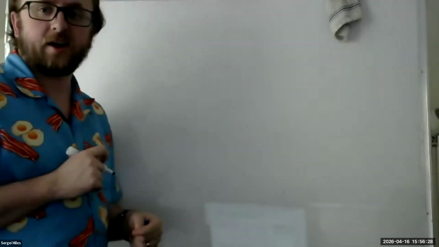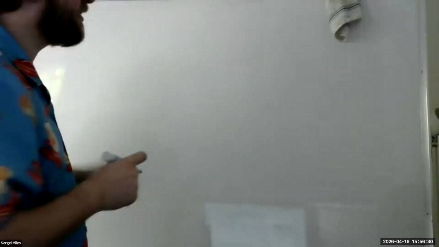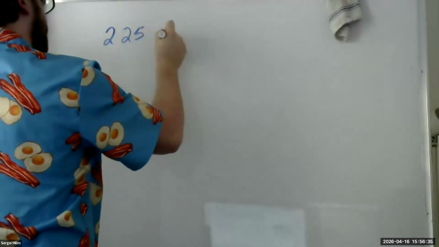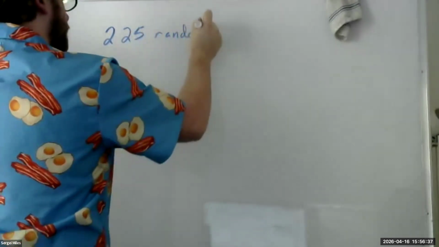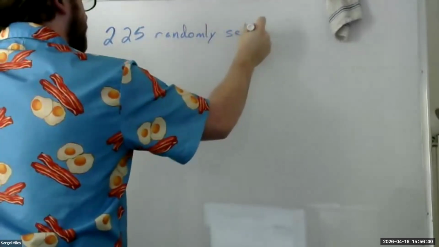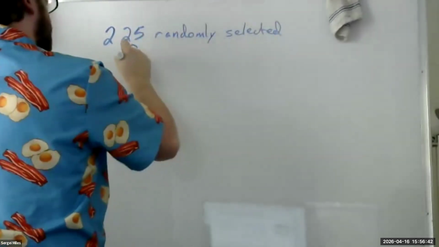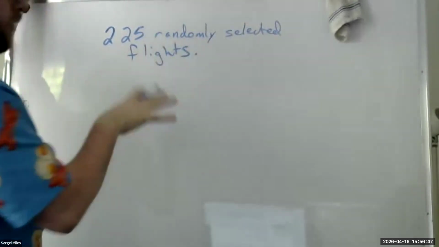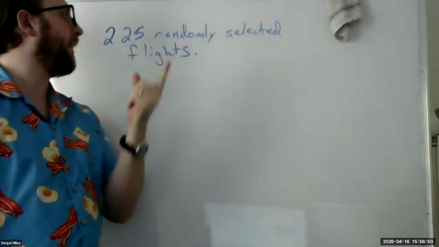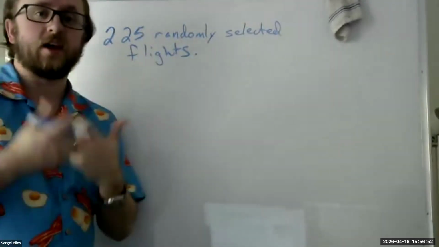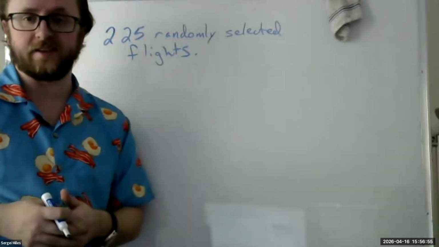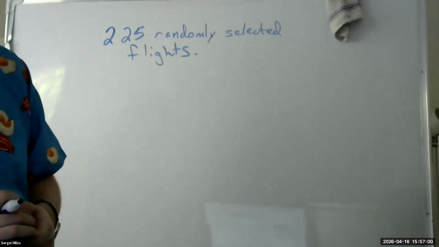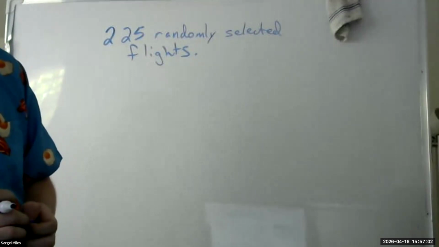So to do this, they look at records from 225 randomly selected flights. So we have 225 randomly selected flights. So this meets our requirements for, first of all, it's random, and the sample size is large enough. So great, we can use the z-score to create a confidence interval. Right? And the number of unoccupied seats is noted for each of the sampled flights.